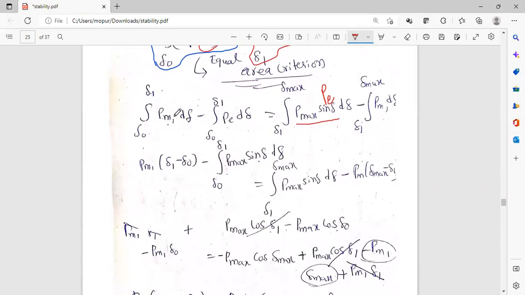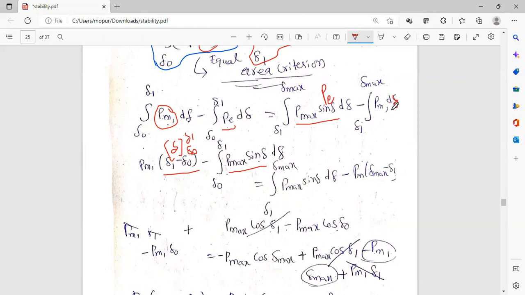Now, since this PM1 is constant, we will get PM1 into del, with del having limits of del naught to del 1. So PM1 into, if you apply the limits, we'll get PM1 into del 1 minus del naught, minus, I am replacing this PE with P max sin del. That is, integral del naught to del 1 P max sin del d del is equal to integral del 1 to del max. I am rewriting this term as it is, minus PM1 d del.